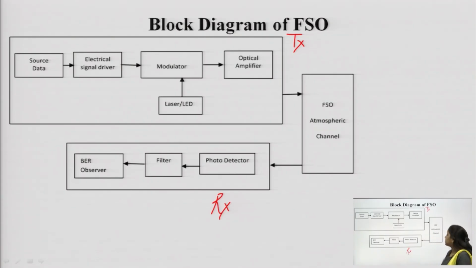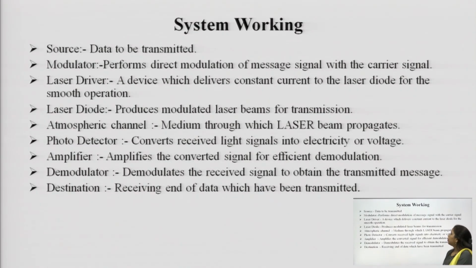Comes to the receiver section. First, the photodetector which will receive this optical signal from the free space and then convert it into the electrical one for the filter and the processing purpose. So just a brief introduction of the system working. Source, data to be transmitted.